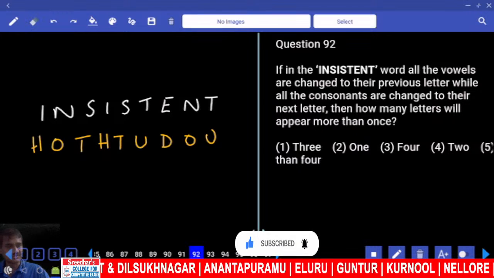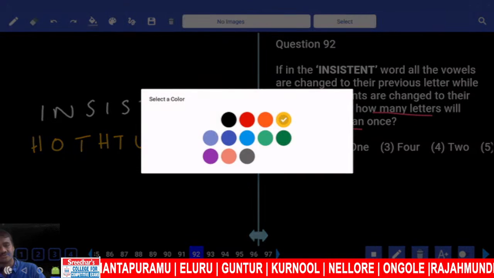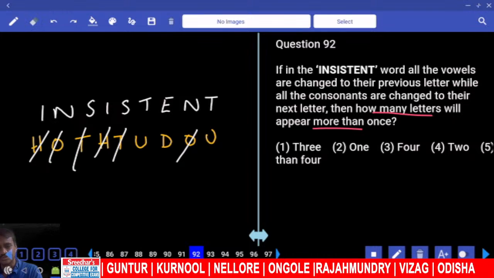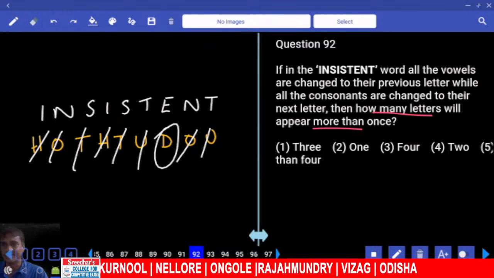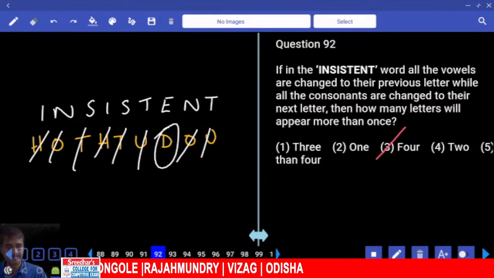And all changed. Then how many letters will appear more than once? Now sir, H repeated twice, O repeated twice, T and U repeated, except D. The remaining 4 letters are repeated twice. Choice 3, question number 92.